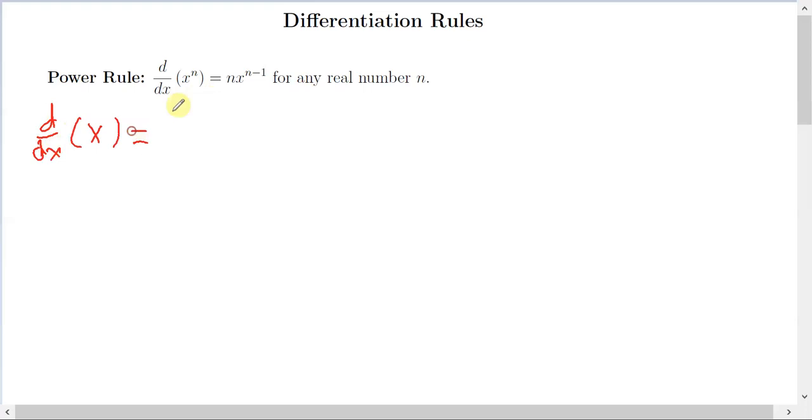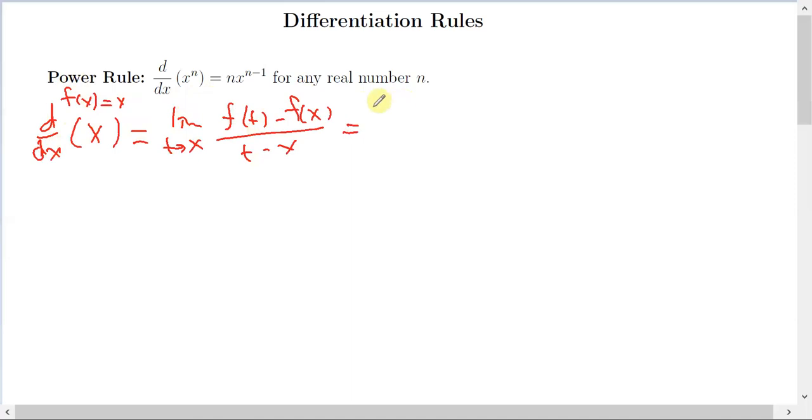Well, the derivative of x to the 1, we'll use the limit definition. Limit as t approaches x. My function is f of x equals x, so it's going to be f of t minus f of x over t minus x. We're going to do this for just a few cases to show how it works.